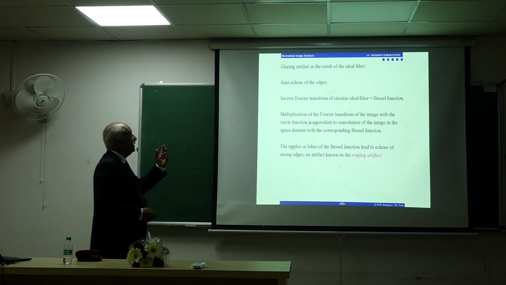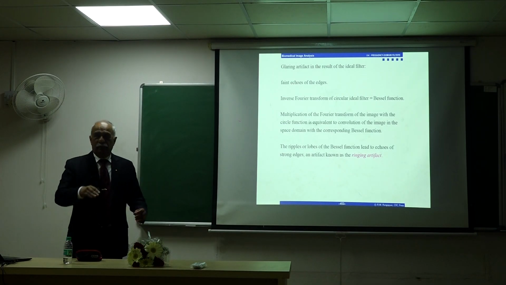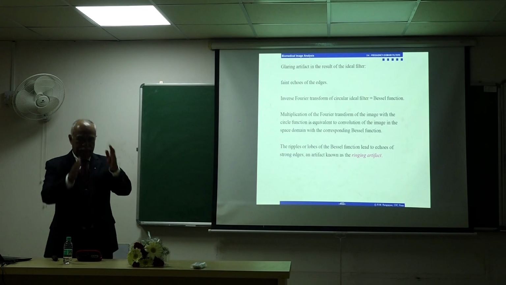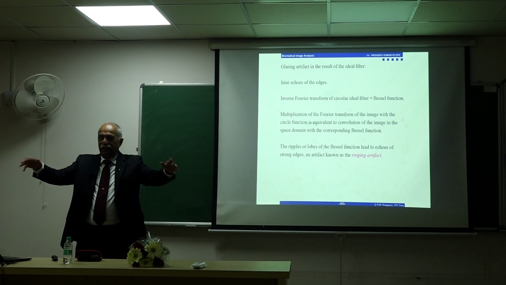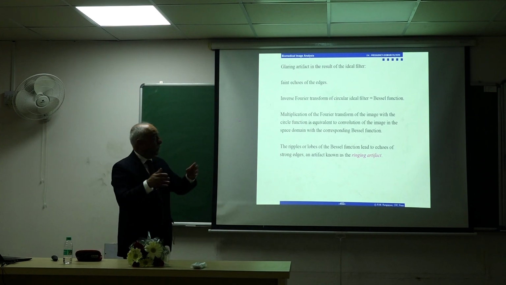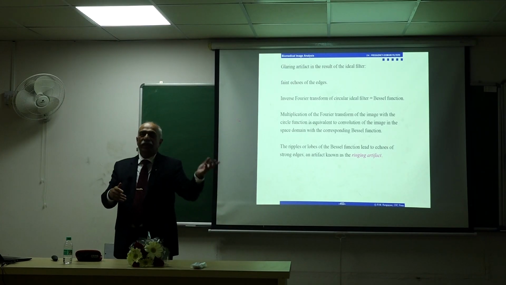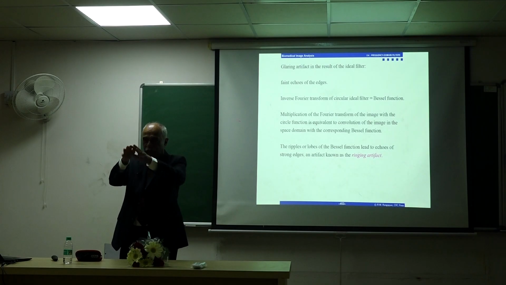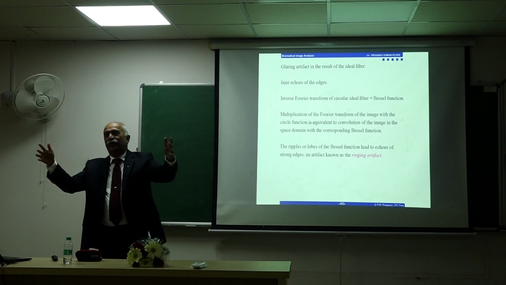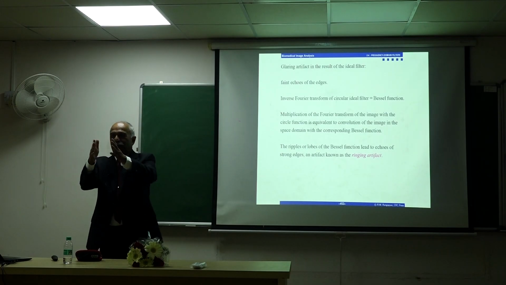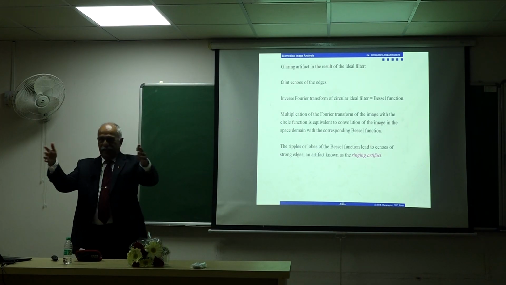A glaring artifact, because of the ideal filter, is echoes of edges. Because the inverse Fourier transform of a rectangle is a sinc function. The sinc function has side lobes, positive and negative. Multiplication in the frequency domain with the rectangle causes convolution in the image domain with the sinc function. When you convolve with a sinc function, it gives you positive and negative reverberations or echoes. And one edge will cause multiple artifacts, positive and negative edges.